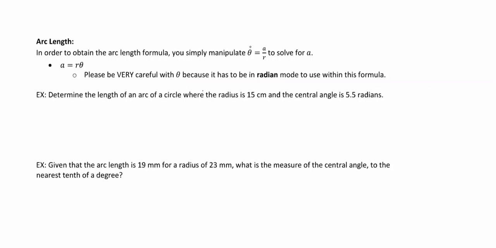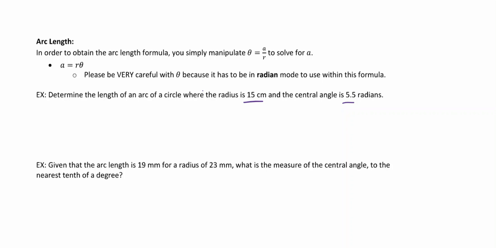Now it makes sense that this would be in radians, for all the reasons we talked about above. The arc length, this is the definition of radians: dividing your arc length by the number of radians that you have, or the number of radiuses. You can think of it that way too. So, let's look at this one. It says determine the length of an arc of a circle where the radius is 15 and the central angle is 5.5 radians.